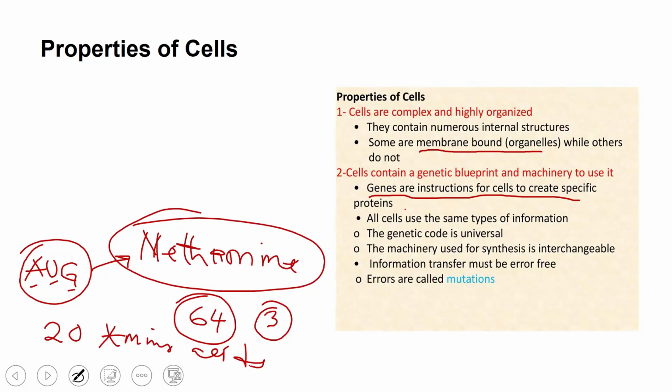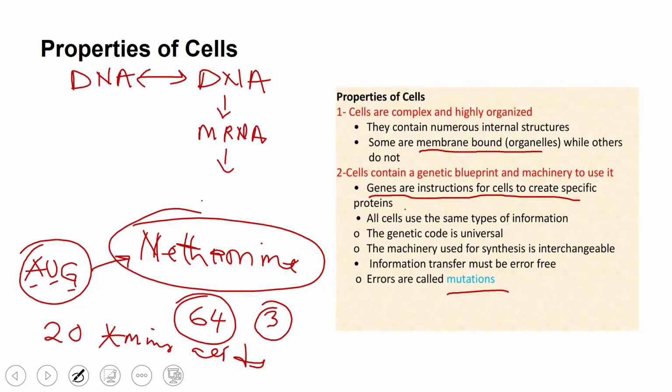And if there are errors, the errors are called mutations. That is from the DNA to RNA, because we have what we call the central dogma of molecular biology. We start from DNA. When DNA replicates itself to another molecule of DNA, the process is called replication, and then the DNA can be converted into messenger RNA, and then the messenger RNA will be converted into proteins. So along the way, you see there is a transfer of information from DNA to RNA and from RNA to proteins. So this transfer of information must be error-free.